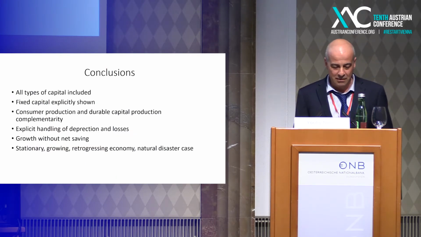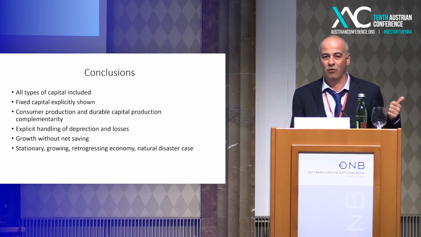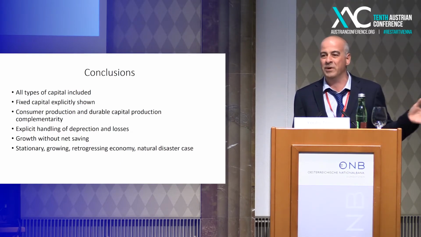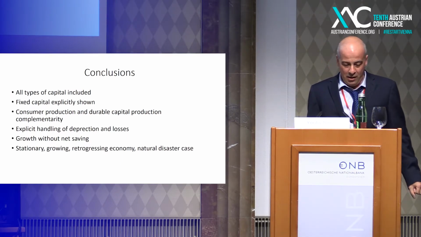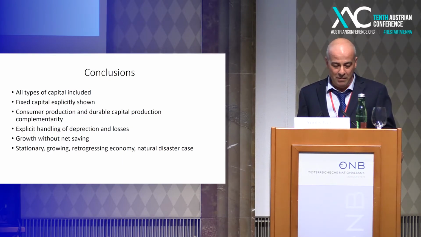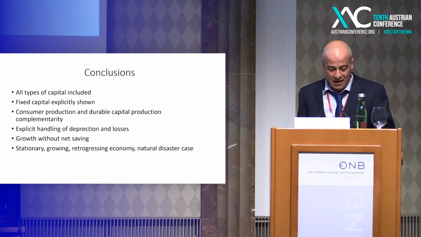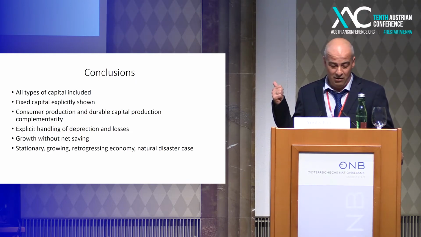I have created a system or a graph in which all types of capital are there. Just to note that in the Hayekian triangle, there is no fixed capital. You just subsume it somehow. First, the consumer production and durable capital production are complementary and run next to each other. So with this graph, I can explicitly handle depreciation and also general losses if I wish.